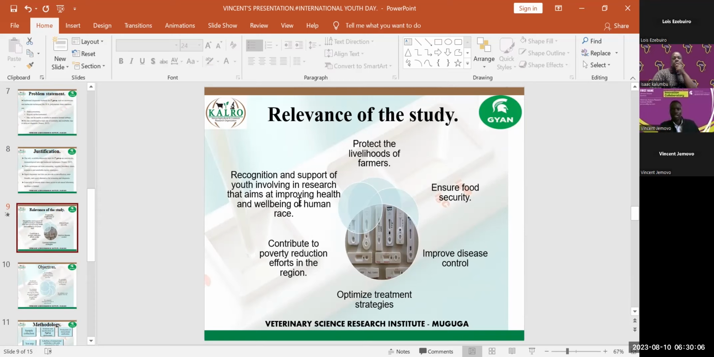Then recognition and support of youth involved in research. My research involves a lot of youths, and when this research is recognized, we thereby promote the research network among the youths and also incite them to do more research, thereby improving the well-being of the whole world.